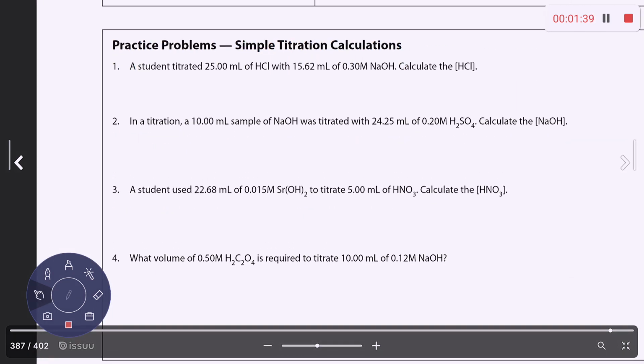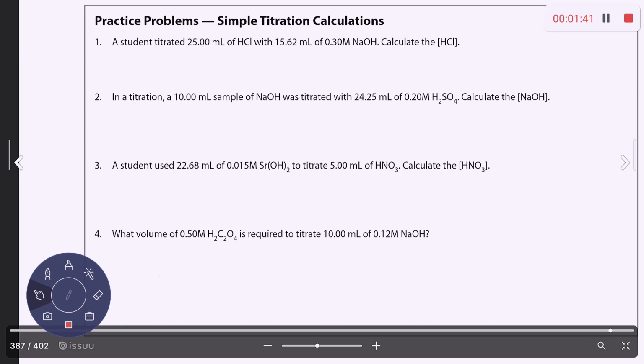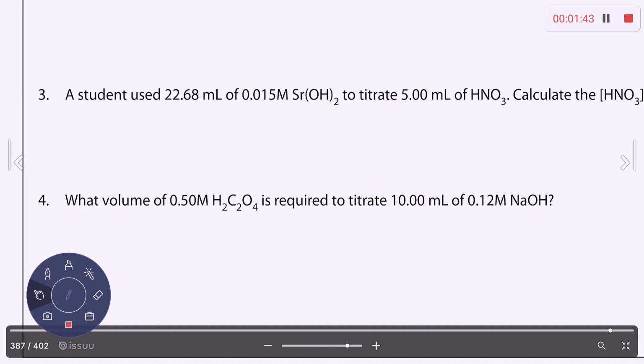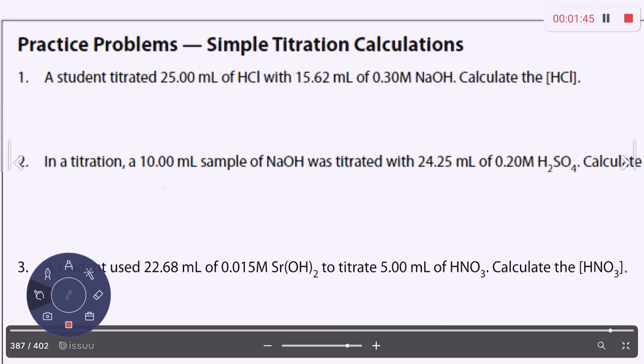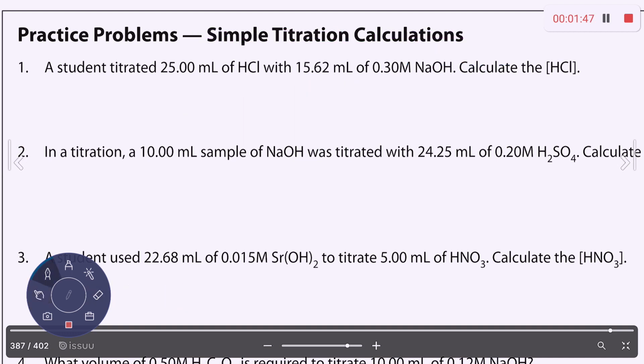There are a bunch of different types of problems associated with titrations, but mainly you need to have a balanced chemical equation in order to perform any of the problems. There is a little bit of a shortcut, but I just don't like teaching the shortcut because it doesn't work in every scenario. So let's take a look at number one. Here we've got a titration with 25 mils of hydrochloric acid, 15 mils of 0.3 molar sodium hydroxide. They want to know what the hydrochloric acid concentration is.